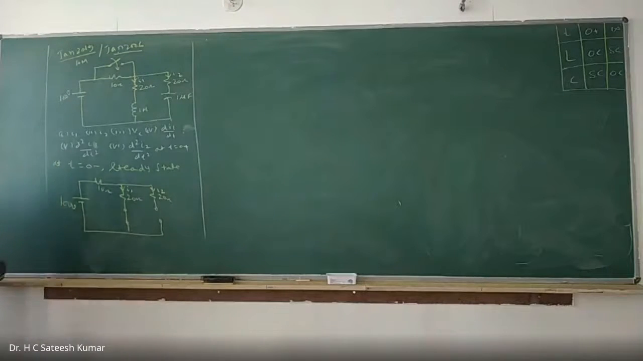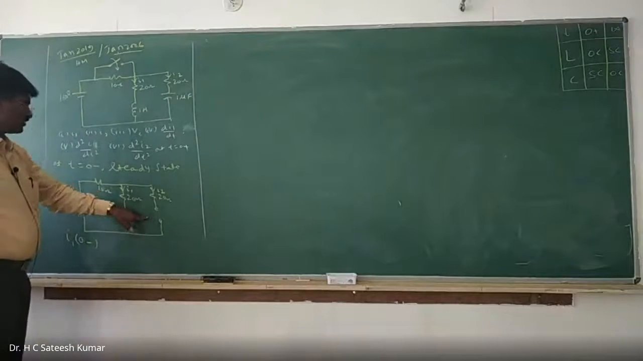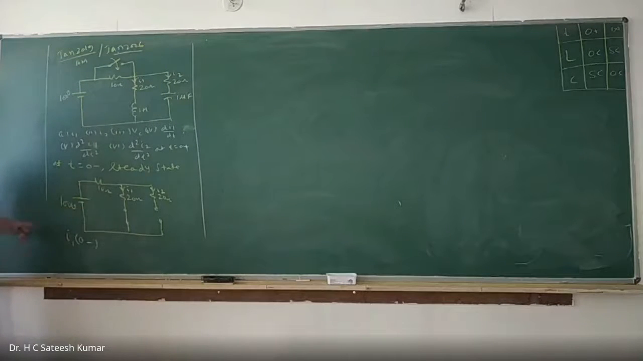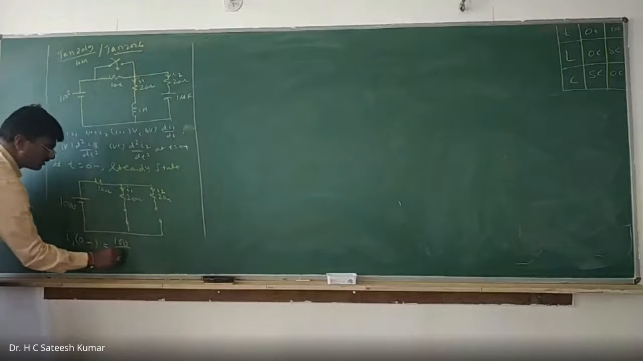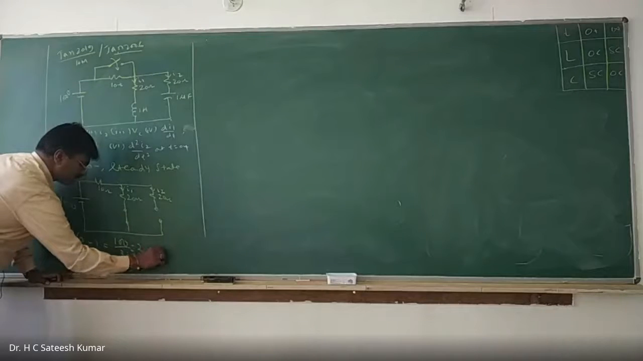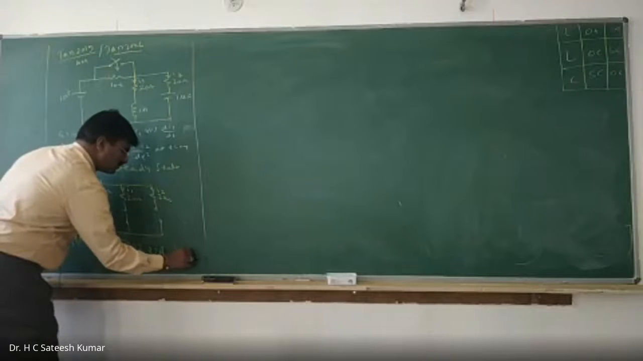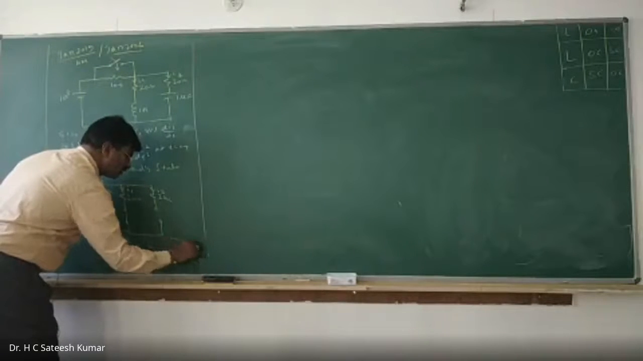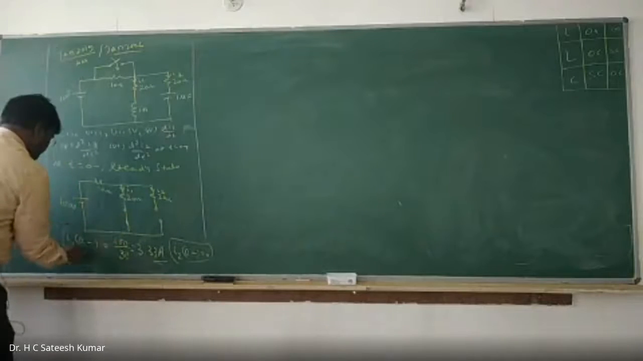So therefore, what will happen? I1 at 0 minus is equal to what? No current will flow through this one, and whatever current is flowing here, the same will be flowing here. Therefore, I1 at 0 minus is equal to 100 volts divided by the total resistance 10 plus 20, 30, which is equal to 3.33 amps. And I2 at 0 minus is equal to 0 because it is open circuited.